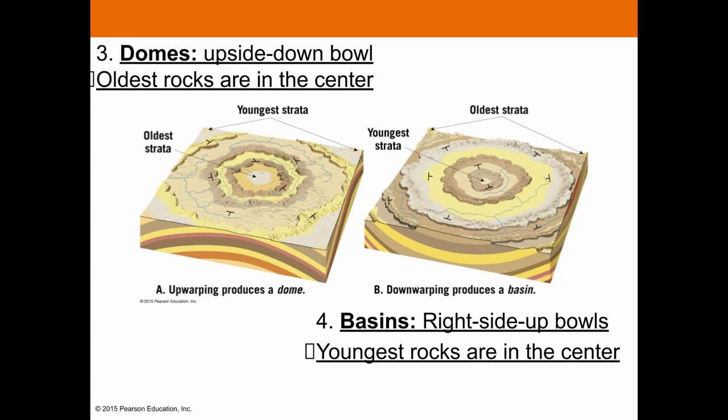Domes and basins are, again, what you think of when you say dome or basin. A dome is an upwarping, producing a geologic feature where the older strata is in the center, and then in circles outside of it are the younger strata. A basin is a downward warping where the youngest strata is in the center, and then circling out from it is the older strata. The words describe exactly what's going on. There's no fancy science speak here.